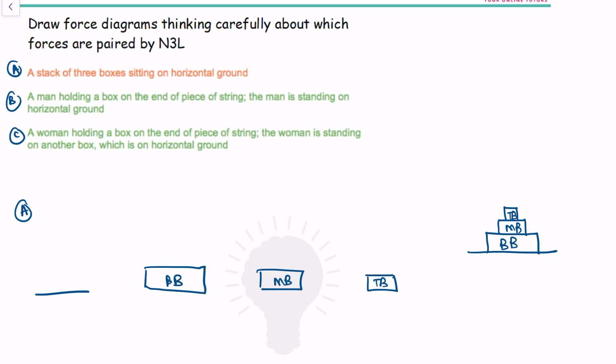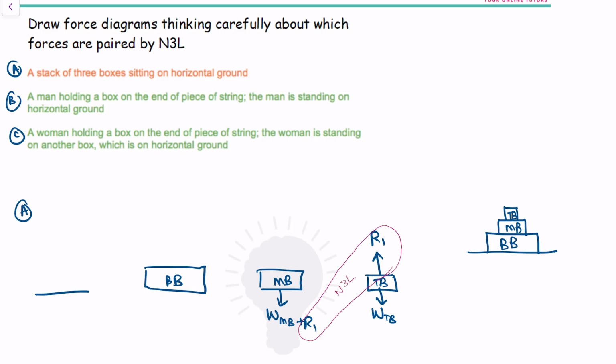So what does the top box feel? It feels its own weight, so weight of top box. It feels the middle box pushing up on it, so this is reaction force 1. What does the middle box feel? The middle box feels its own weight, so weight of middle box. It feels the top box also pushing down on it, which is equivalent to what the top box feels pushing it up. So these are Newton's third law.